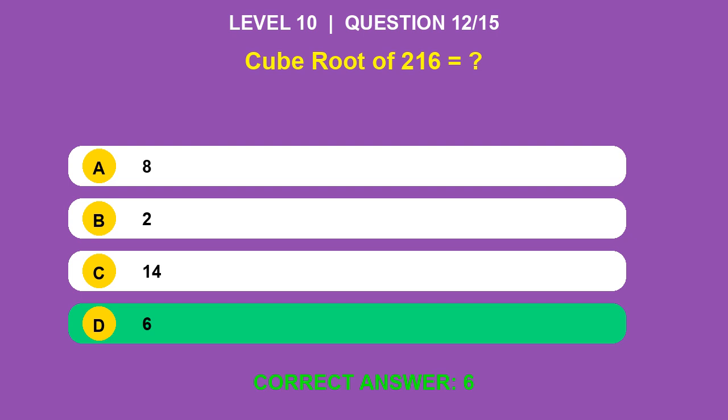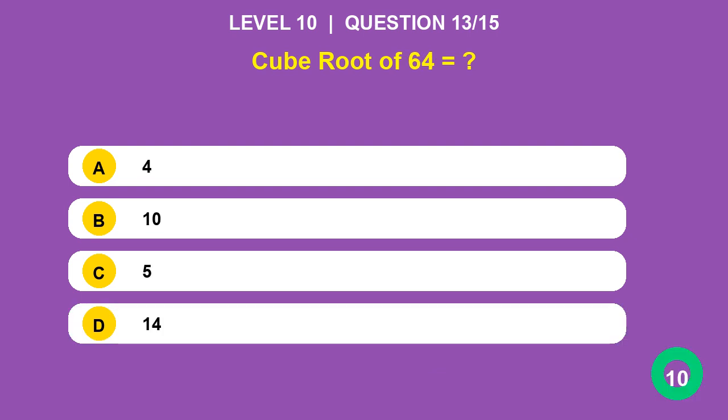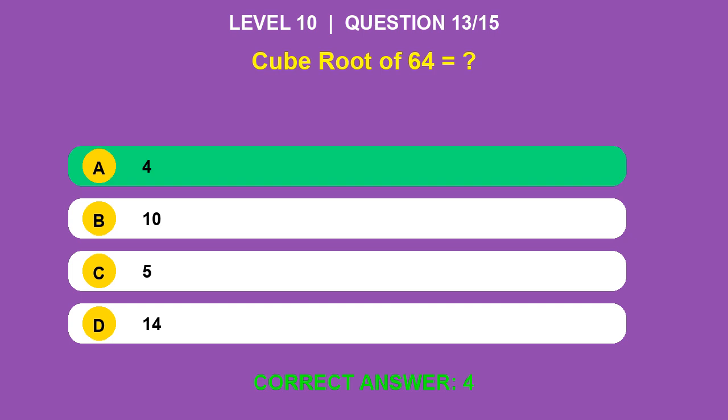Answer is 6. Cube root of 64 equals? Answer is 4.